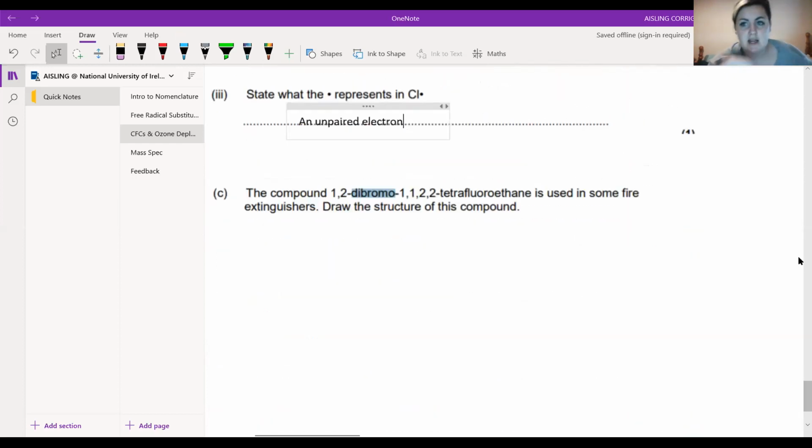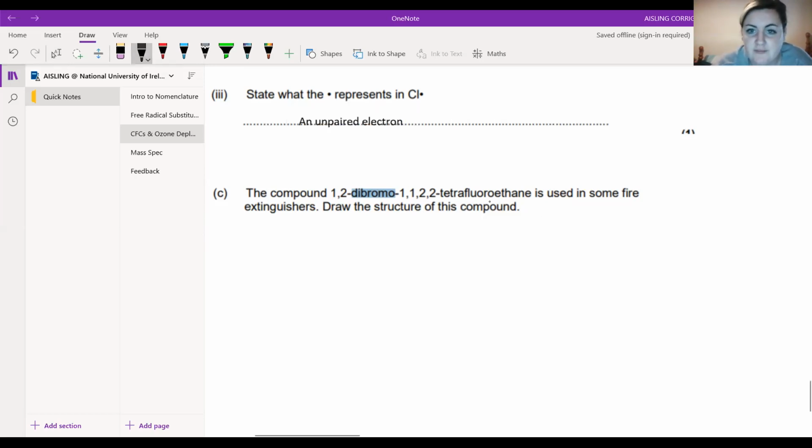Looking back at past exam papers, I always found that they ask a lot of nomenclature-based questions when it comes to chlorofluorocarbons and all that. It's a trend I've kind of seen. The compound 1,2-dibromo-1,1,2,2-tetrafluoroethane is used in some fire extinguishers. Suggest the structure of this compound. So that's an interesting one.